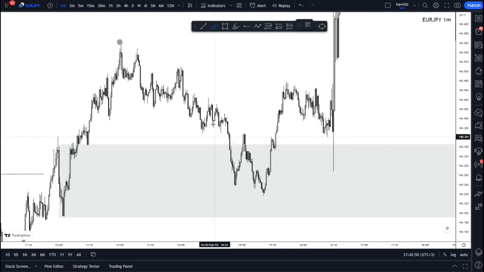Now from here, as I said before, we can see that there's a series of lower highs and lower lows being made. Lower low, lower high, lower low, lower high, lower low. And from here now, price comes up and then takes this lower high to create a higher high.